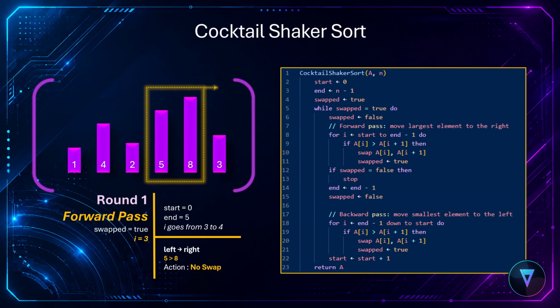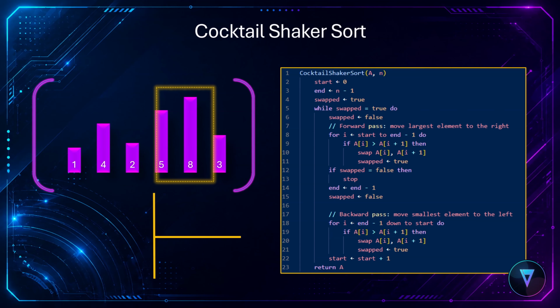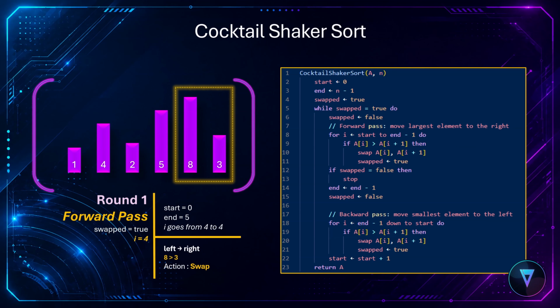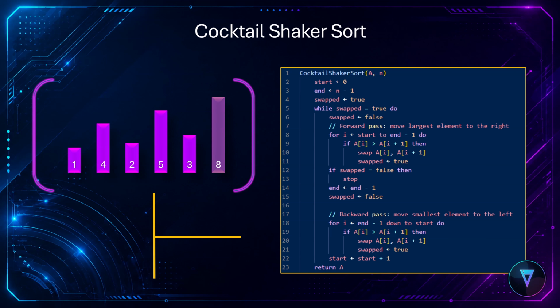At i equals 3, compare 5 and 8. No swap because they are already in order. At i equals 4, compare 8 and 3. Since 8 is greater than 3, they swap. Now the array becomes 1, 4, 2, 5, 3, and 8. With that single sweep, the absolute largest element, 8, is securely locked into its correct final position on the far right. The rabbit made it to the finish line.